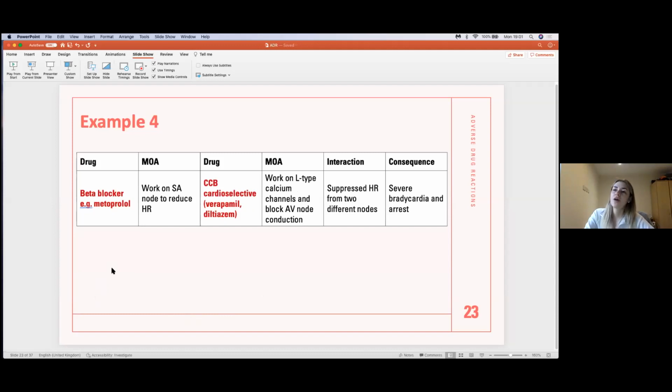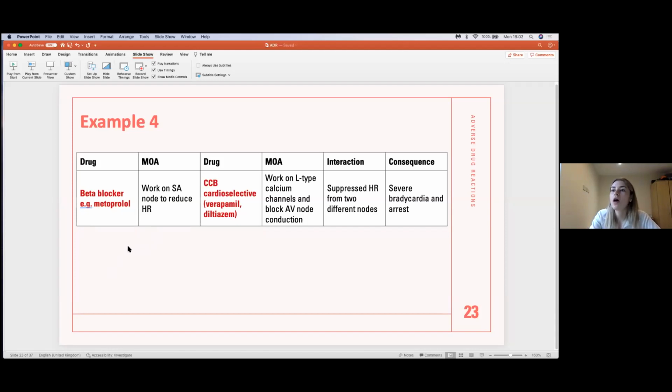Example 4. So beta blockers such as metoprolol. These work on your SA node and they reduce your heart rate. And CCBs are your cardio-selective CCBs, so verapamil and diltiazem. These work on your L-type calcium channels, and they block the AV node conduction. So you're blocking the SA node and you're blocking the AV node. You're just causing severe bradycardia, a really, really low heart rate, and you can cause patient cardiac arrest.